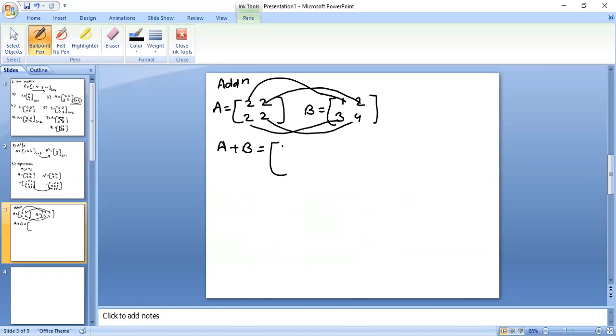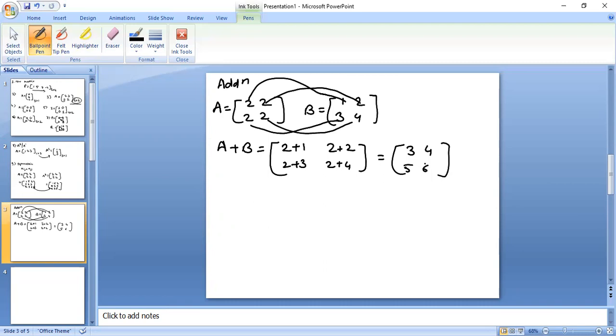So you have to add the elements directly. 2 plus 1, 2 plus 2, 2 plus 3 and 2 plus 4. This is 3, 4, 5 and 6. This is the result of the addition.